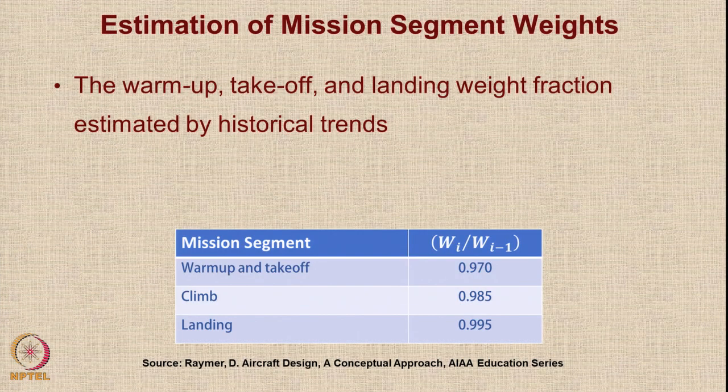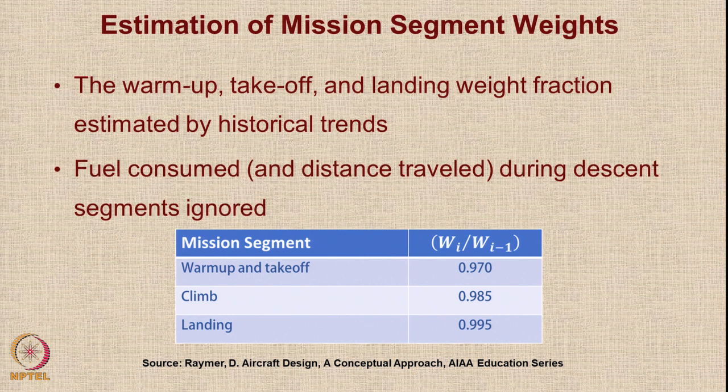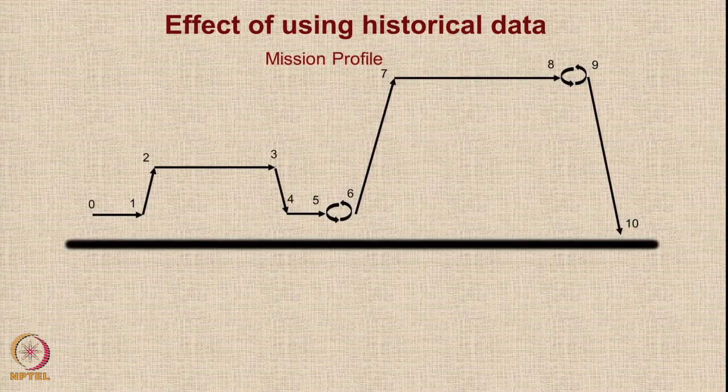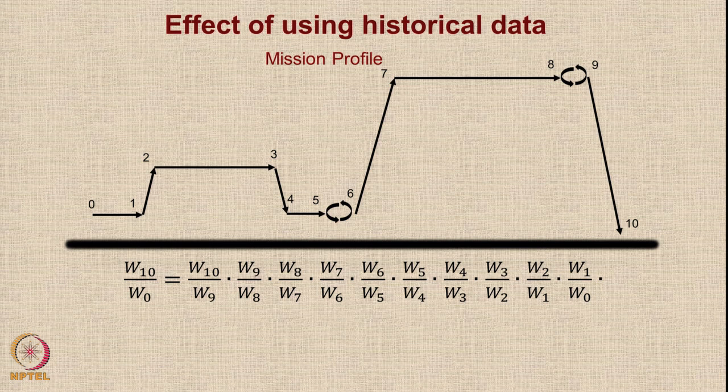So, as I mentioned, the warm up, takeoff and landing weight fractions are estimated by historical trends, and fuel consumed and the distance travelled during descent segments is completely ignored. Effect of using historical data: this is our basic mission profile, and these are the 10 segments for which we had to estimate the mission segment weight fractions.